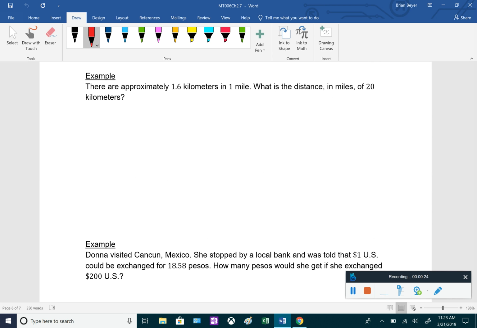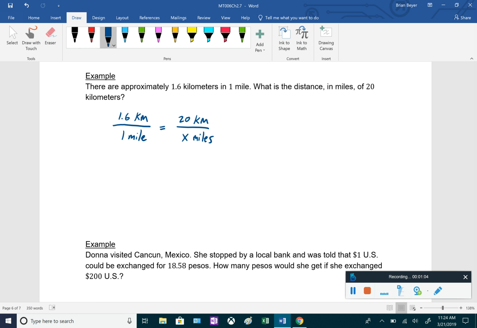Setting up a proportion here, we're going to say that there is 1.6 kilometers for every 1 mile, which is going to equal, we are given 20 kilometers, and we're trying to find how many miles, so I'm going to say X number of miles. So this is our proportion, a ratio equals another ratio. We have to make sure both sides have the same units, kilometers per mile, and then we can cross multiply and solve this for X.